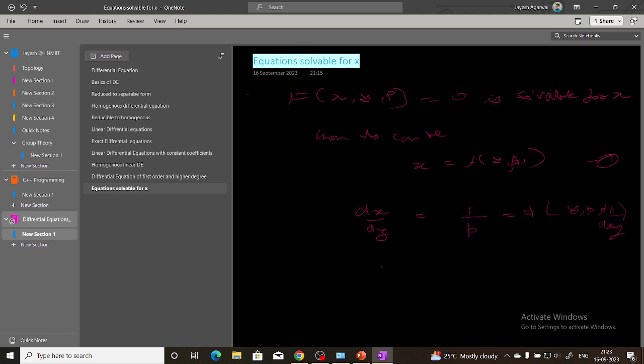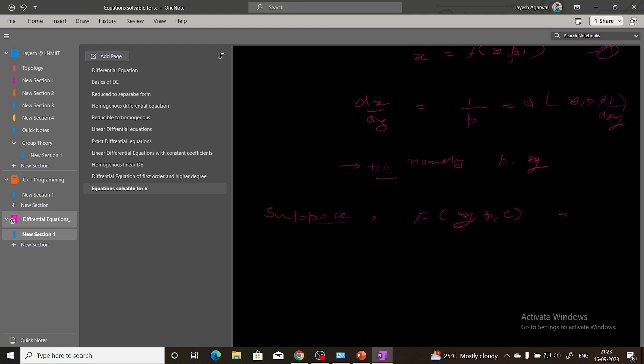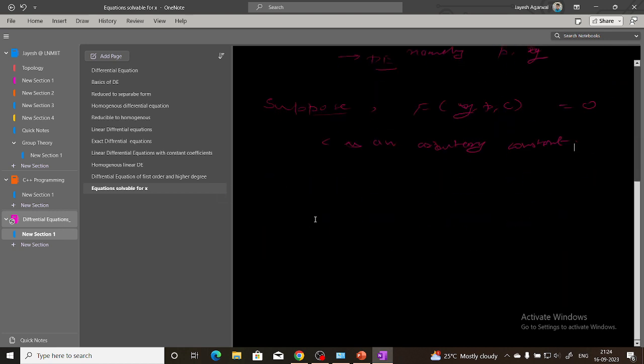Now, this is again a differential equation in two variables, namely p and y. Now, as in the last situation, suppose its solution is f of y comma p comma c equal to 0, where c is an arbitrary constant, and the required solution is obtained the same as in the previous one.